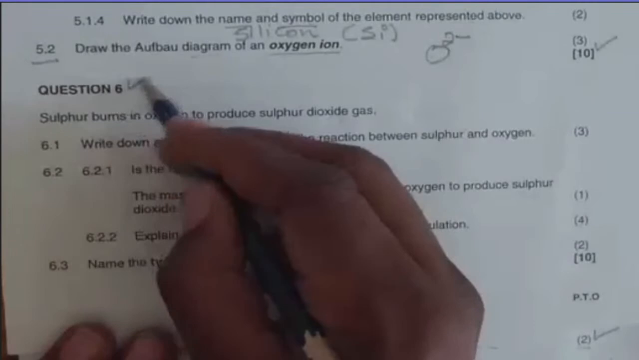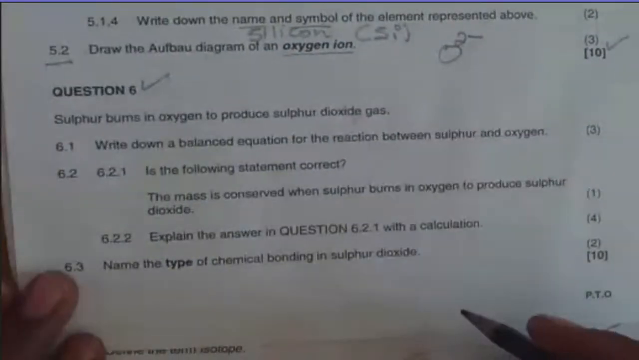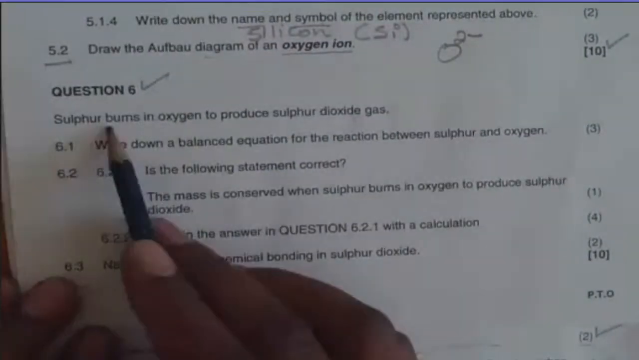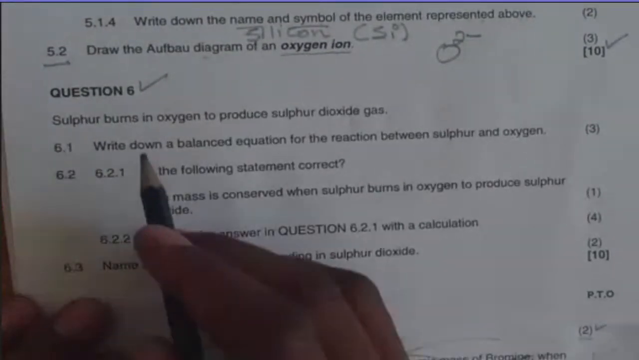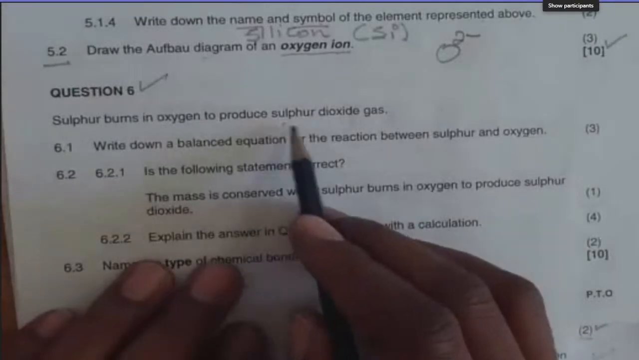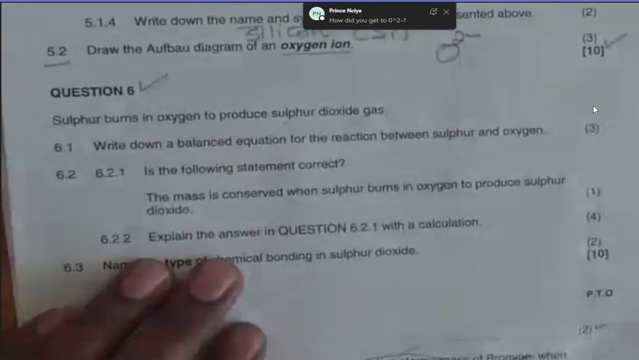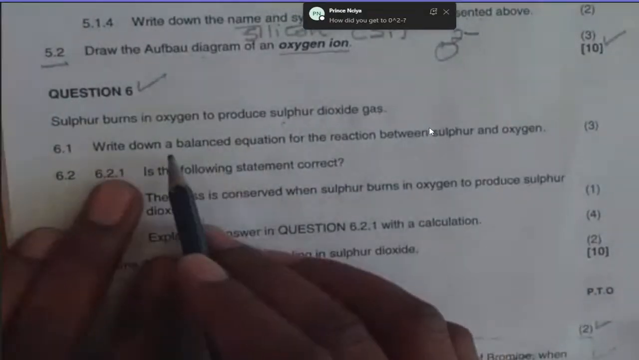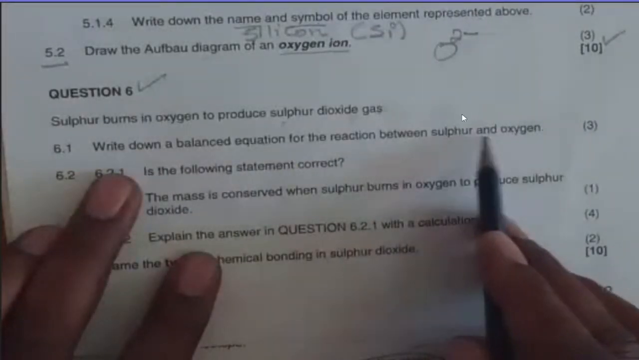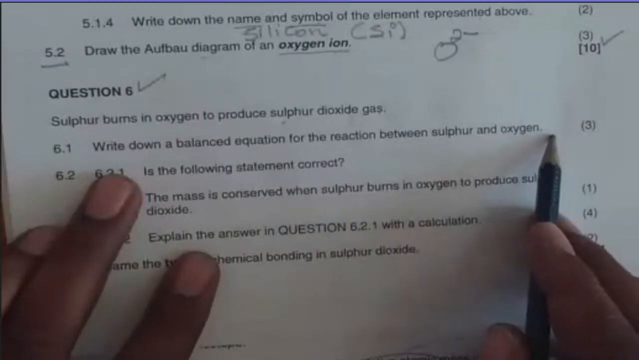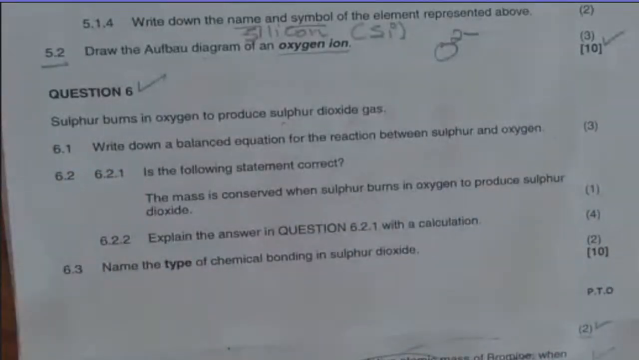Question 6. I think it is energy and chemical change. The last part: sulfur burns in oxygen to produce sulfur dioxide gas. So now write down a balanced equation for the reaction between sulfur and oxygen.